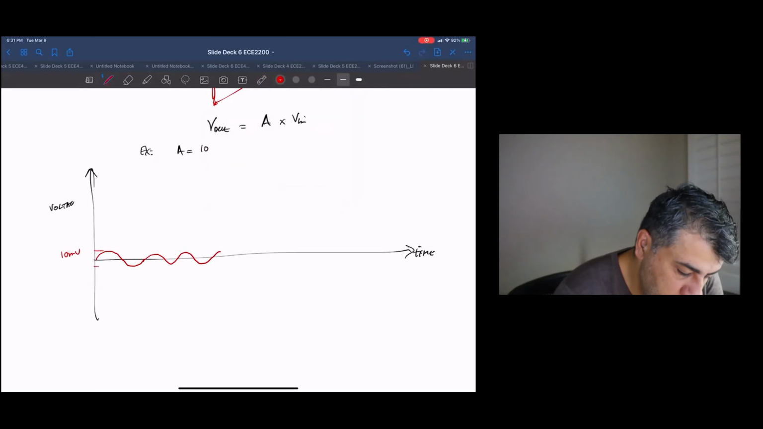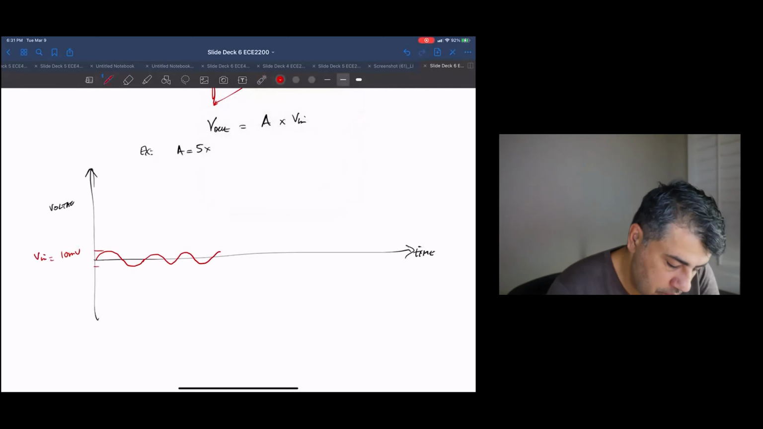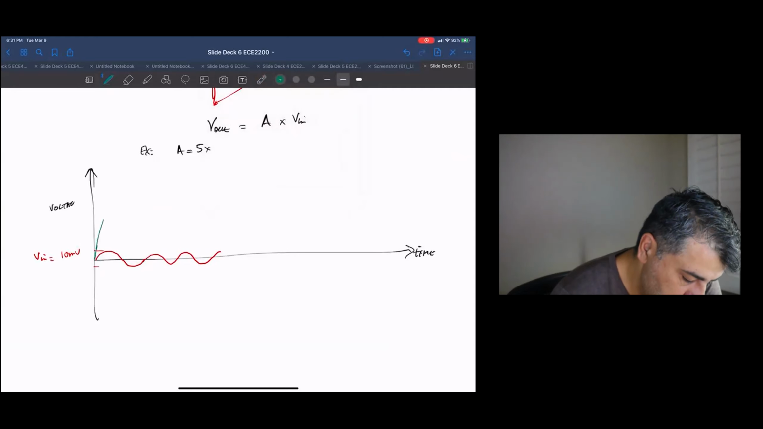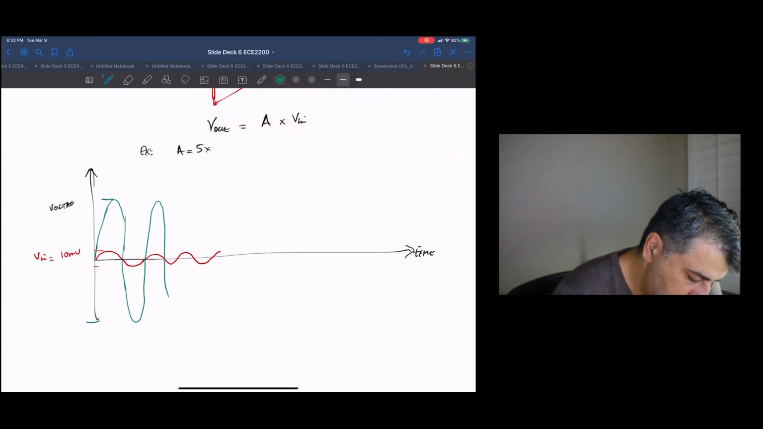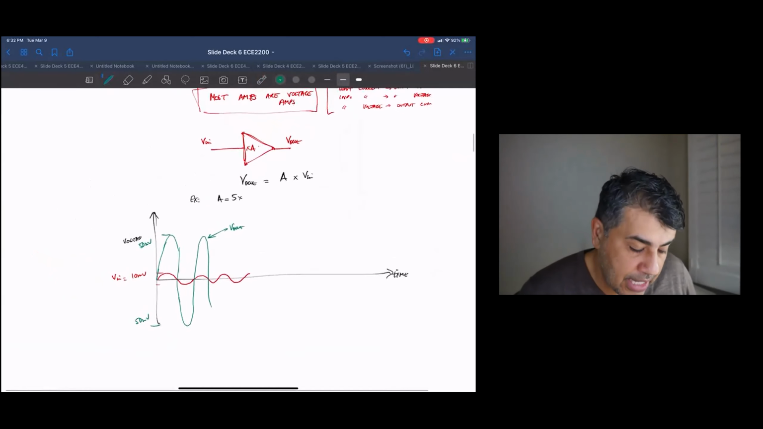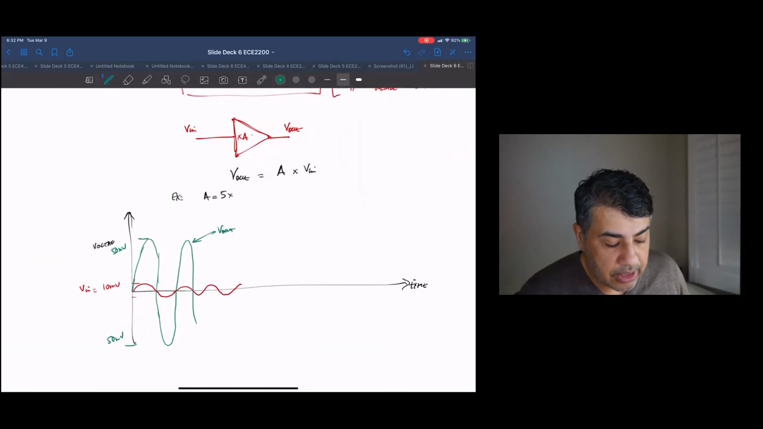I'm not going to do a very good drawing with this. So just for the sake of making it easier on my drawing, let's make A just equal to 5x, okay? So then Vin will be a sinusoid, let's say, at 10 millivolt input. Vout is going to look like a sinusoid with, so that's going to be 50 millivolts. So this is Vout. Okay, so that's kind of it in a nutshell. That's what you'd like the amplifier to do. You'd like it to amplify an input signal into an output signal.